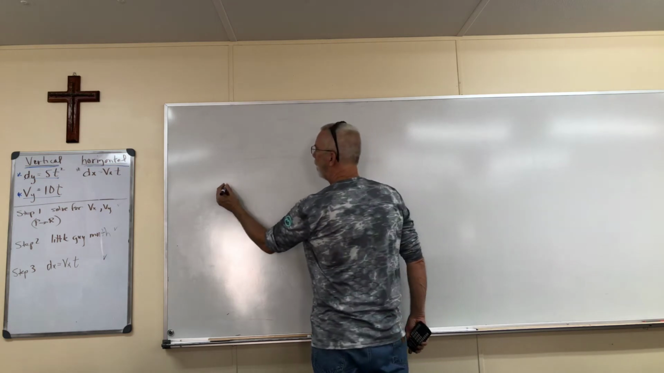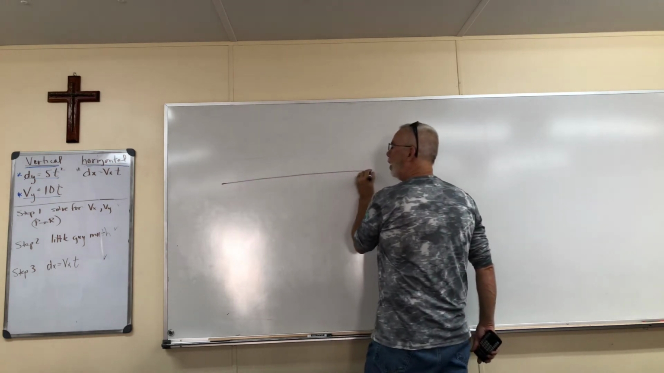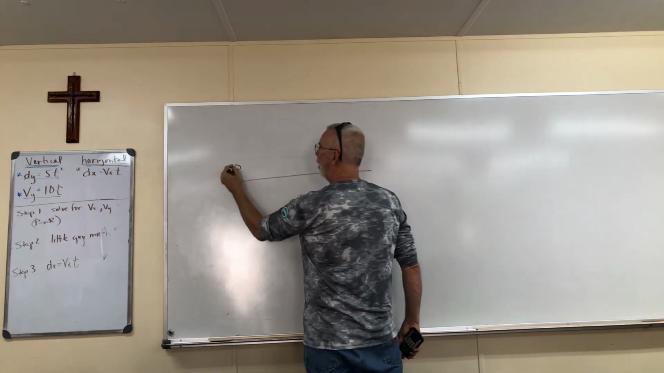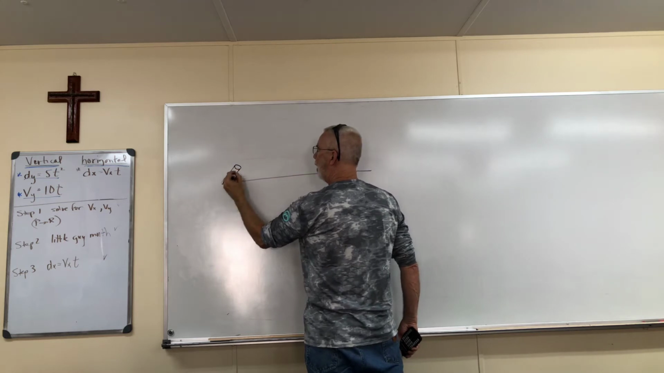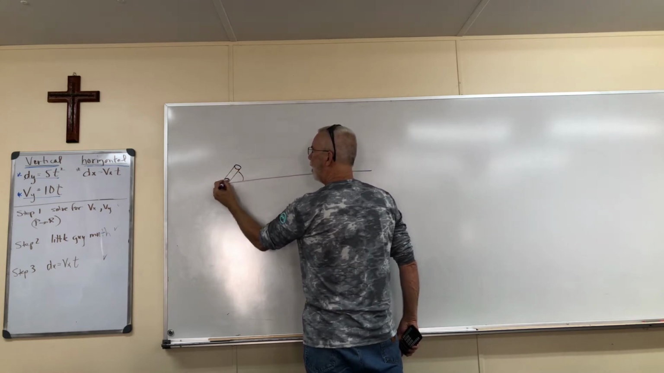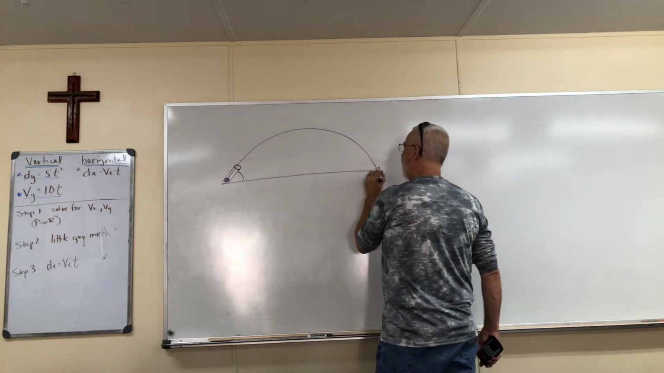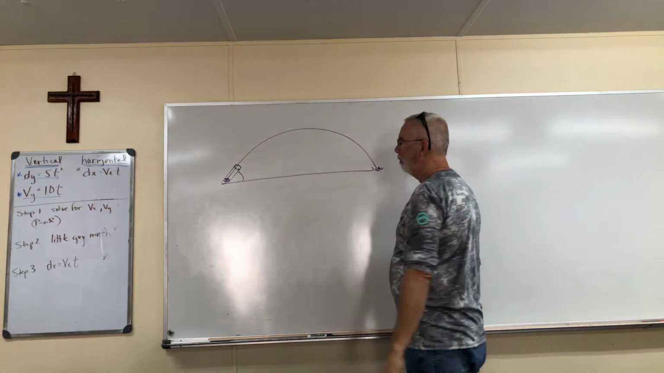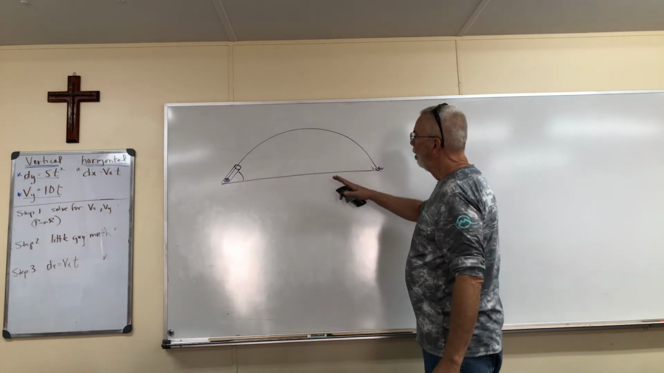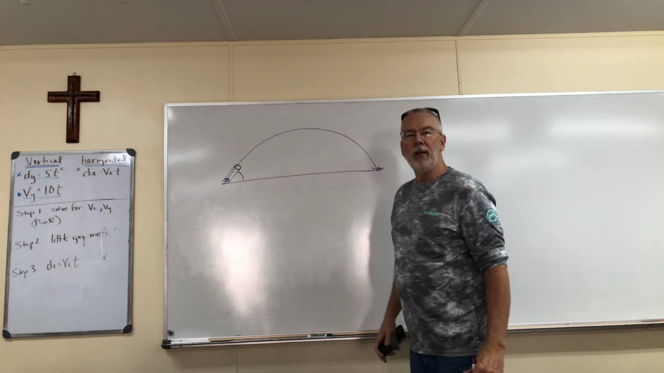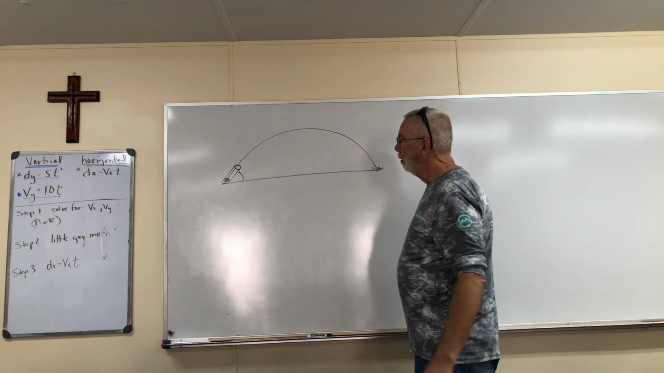If you check out this picture right quick, we've got the ground and we've got a cannon set up over here. The cannon's going to fire a projectile, or a cannonball, and it's going to land over here somewhere. That curved pathway is called a trajectory.